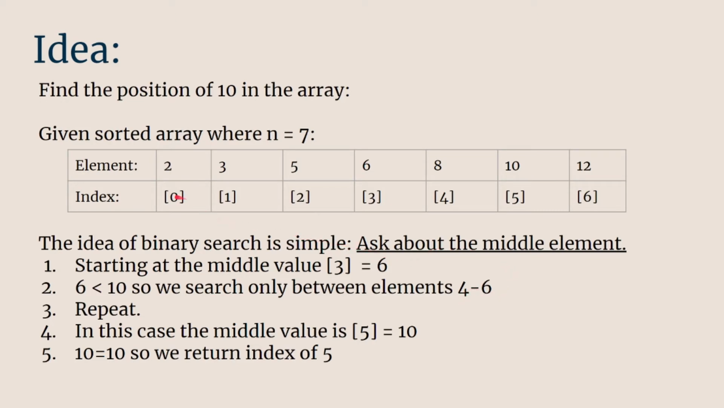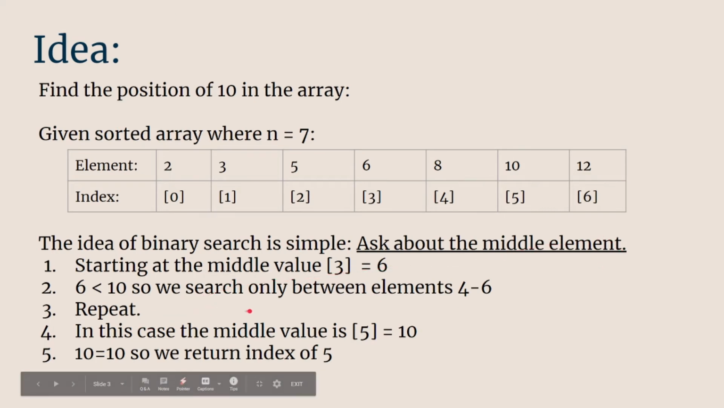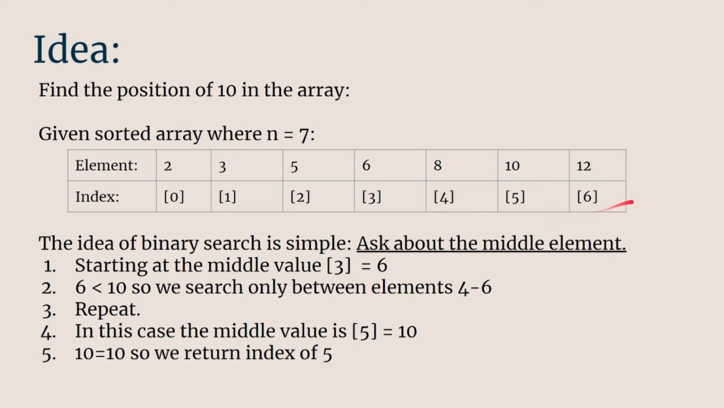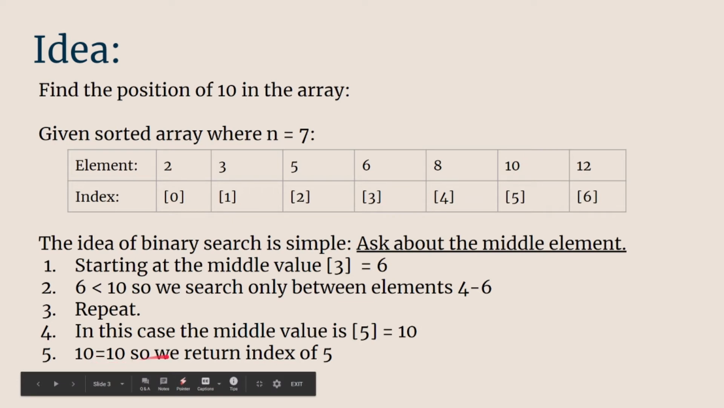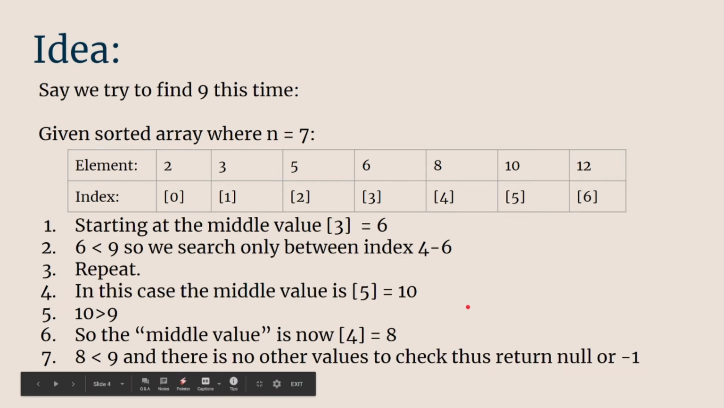Starting out with a range of 0 to 6, we slowly decrease the range all the way to 4 to 6. So this is a pretty drastic decrease. All right, and then we repeat this. The middle value, in between 4 and 6, is 5, and the value of that is equal to 10. So 10 is equal to 10, so we return the index value of 5. We found our position, and we can cut the program and output our index.